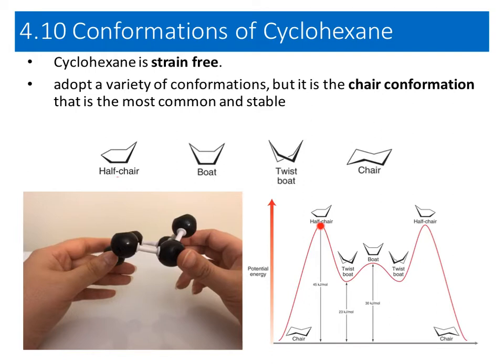So the half chair is the least stable one. It is the highest in energy. Then we have the boat conformation. Then we have twist boat, and the most stable one is the chair conformation. As shown in this diagram, these conformations are interconverting to one another at room temperature. However, I can say 99.9% of the time you're going to see cyclohexane as a chair conformation, because this is the most stable one. And this structure right here is the chair flip. We are going to talk about that later on in this chapter.